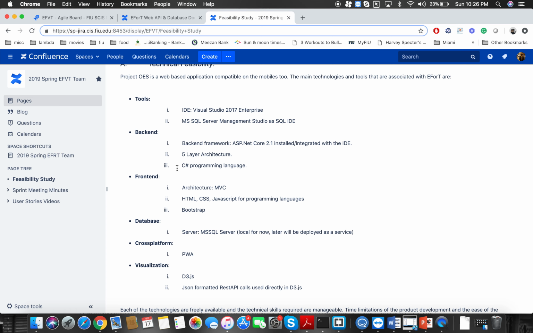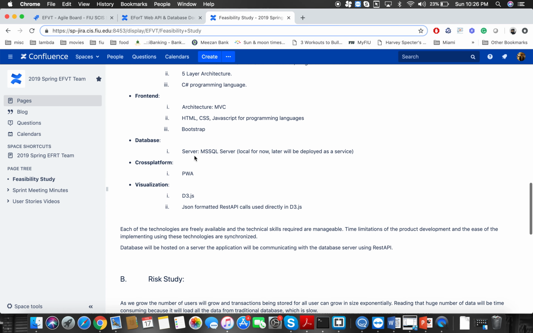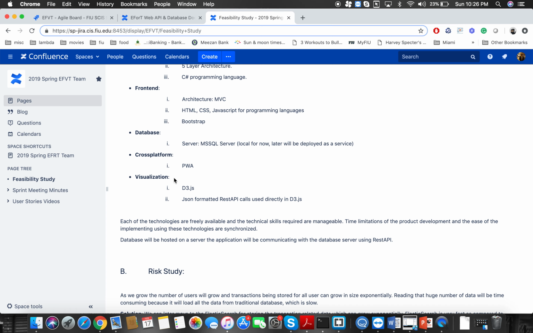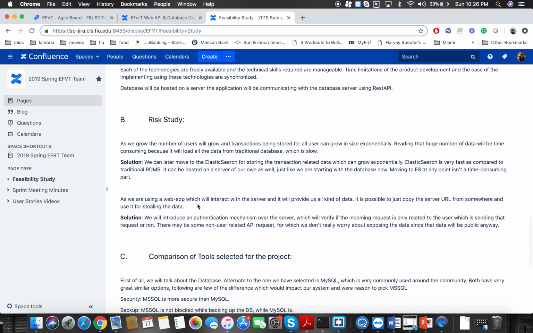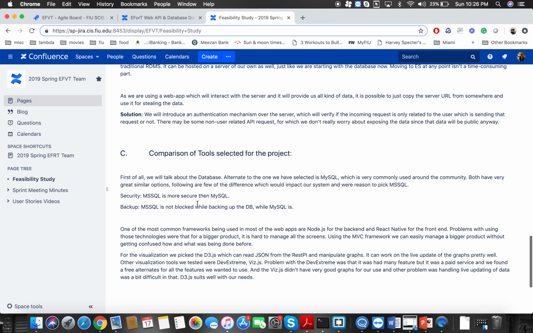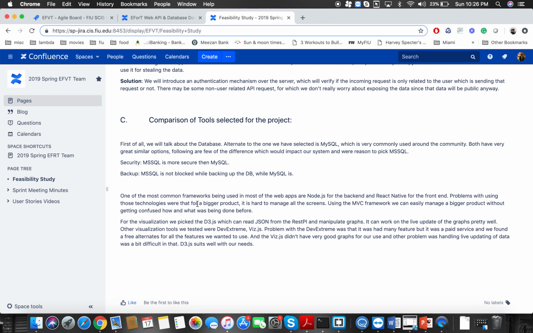On the front end we'll be using MVC architecture with HTML, CSS, and JavaScript as programming languages, and the Bootstrap framework. For the database we'll be using MS SQL over the PWA cross platform, and for the visualization we'll be using D3.js, which will receive the JSON formatted data using REST API calls directly into D3.js. The reasons for choosing these tools are also documented.